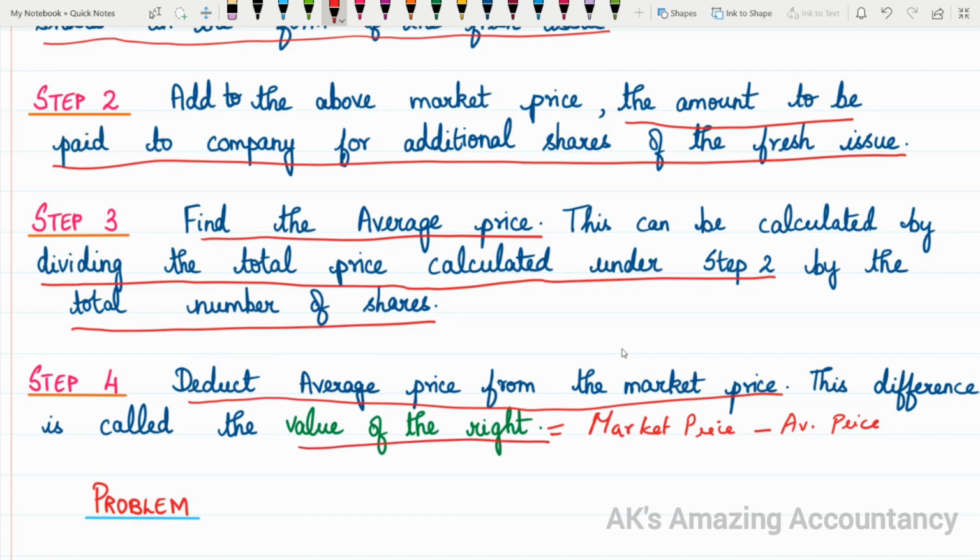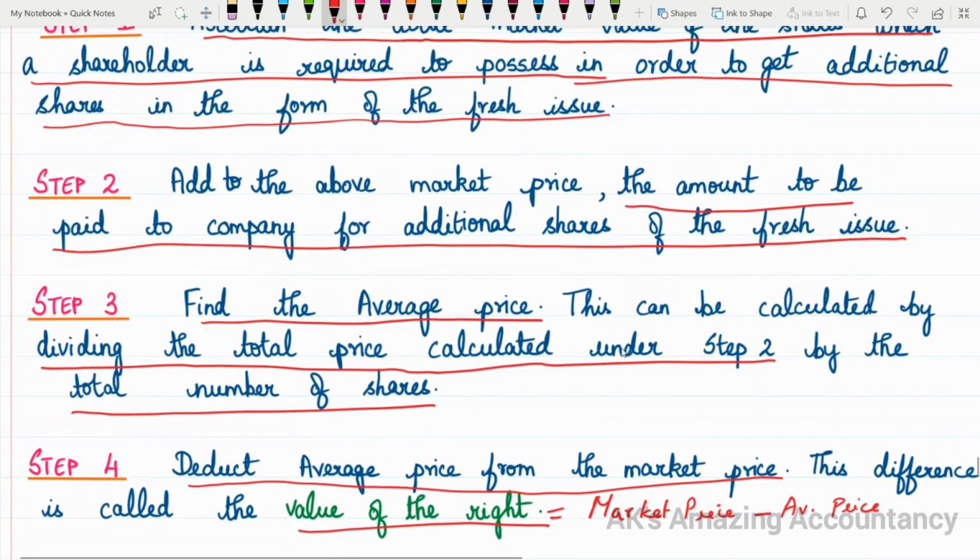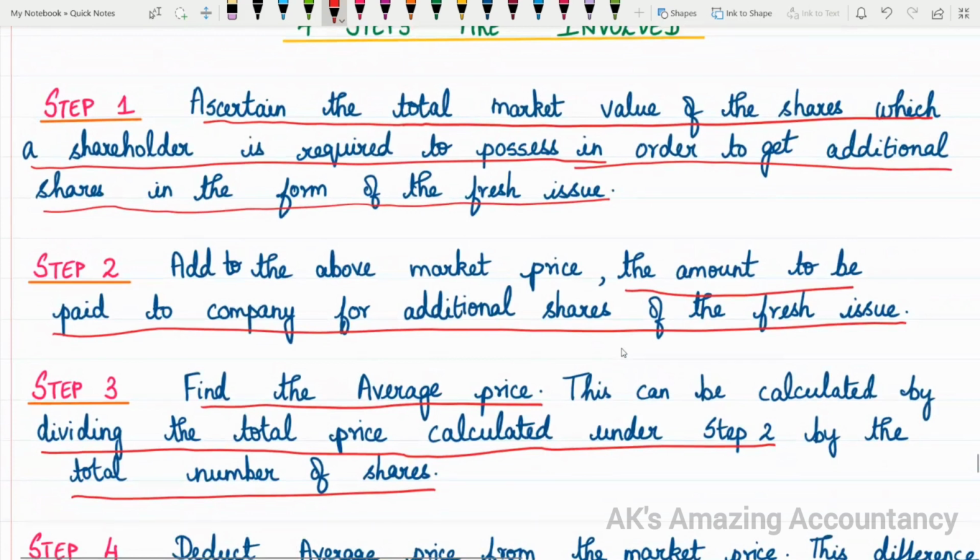So these are the four steps which are involved in calculating the value of the right. First, you have to find out the market value of the shares which the shareholder is required to hold in order to get the additional shares or right shares.